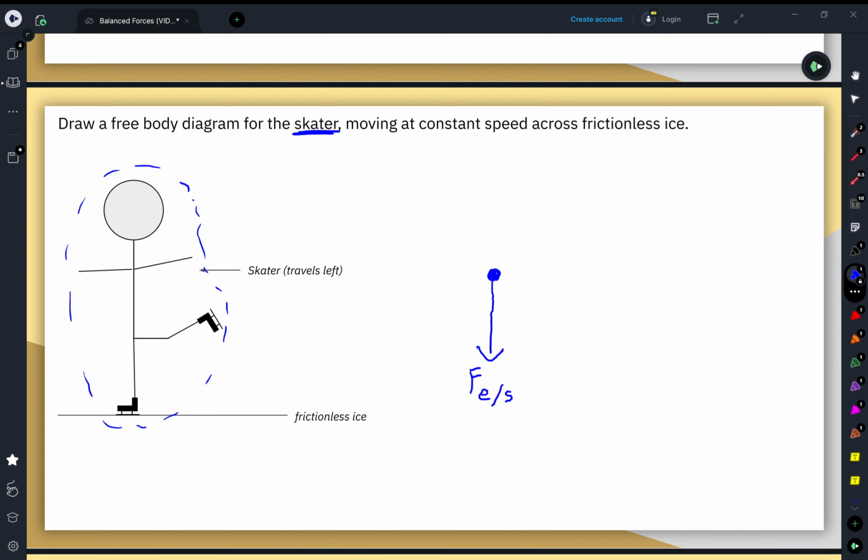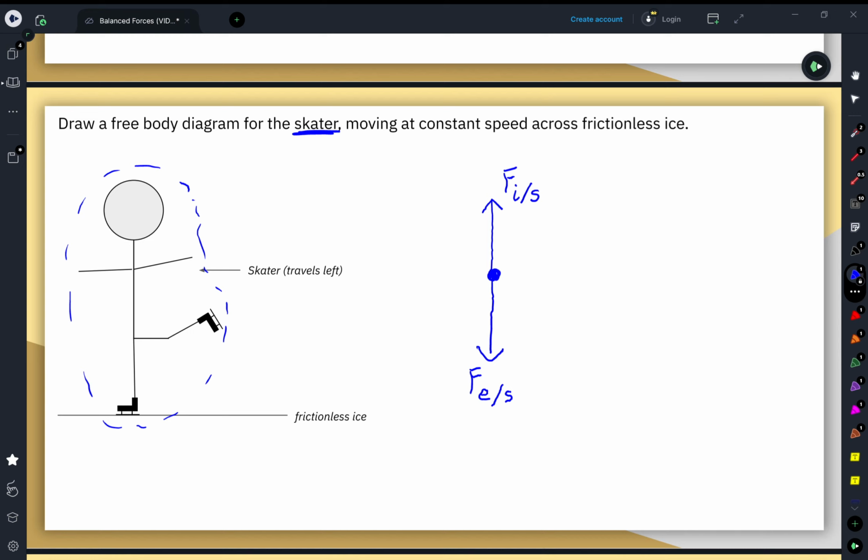However, this skater is interacting with the frictionless ice. So there will probably be a force that we need to include on our free body diagram. Now, the ice is underneath the skater, so it would be exerting a push upwards acting on the skater. So I'm drawing an upward arrow. F for force is going to be the ice acting on the skater.